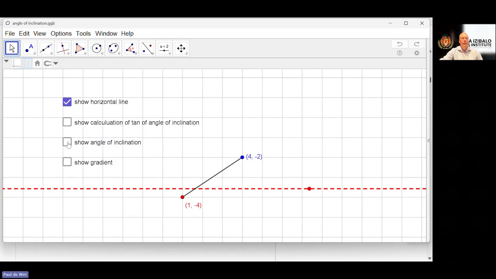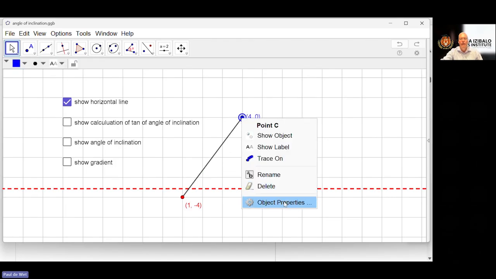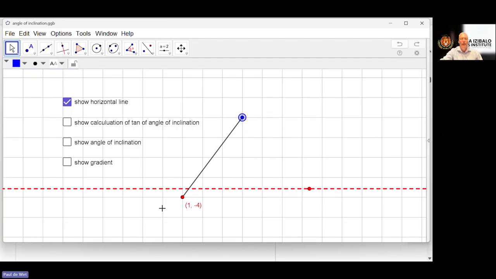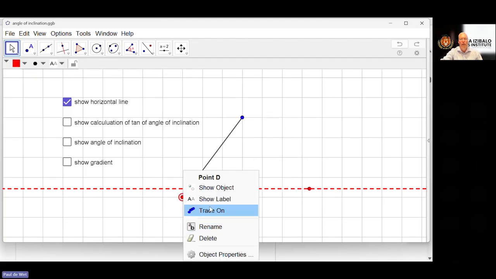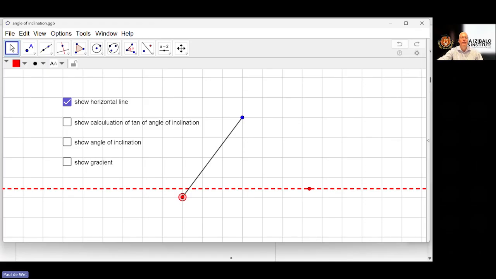This time I'm going to go the opposite way. I'm going to turn off the name of this point, and I'm going to turn off the name of this point. So now we don't know the points. But what I'm going to ask someone to tell me now is, what's the gradient of this line if the angle of inclination is 68.2? What is this line's gradient? How will I work that out? Someone just put your hand up. Ruth can run.